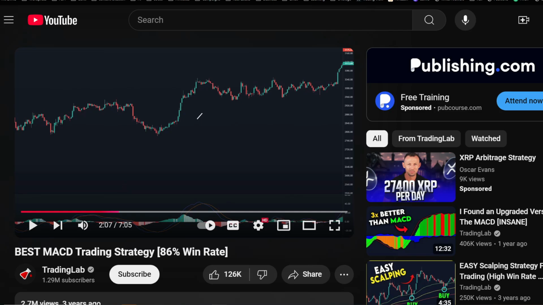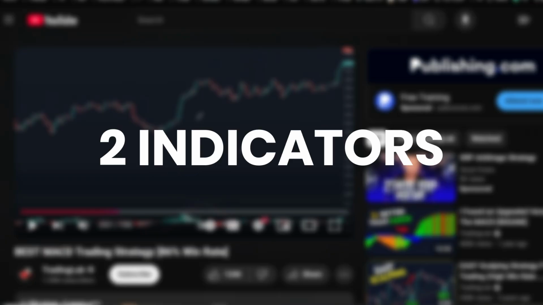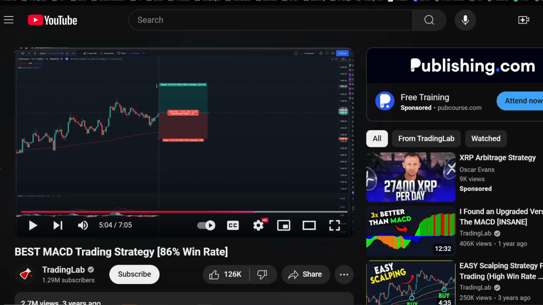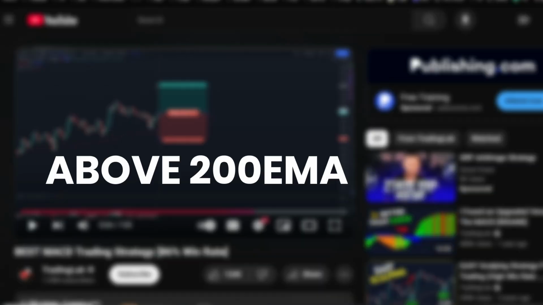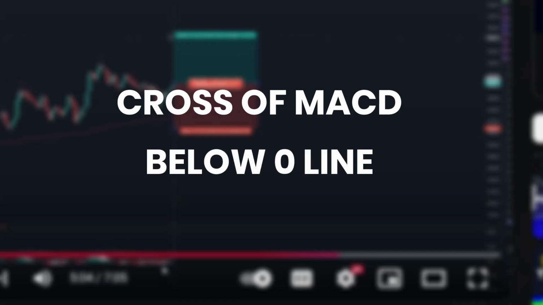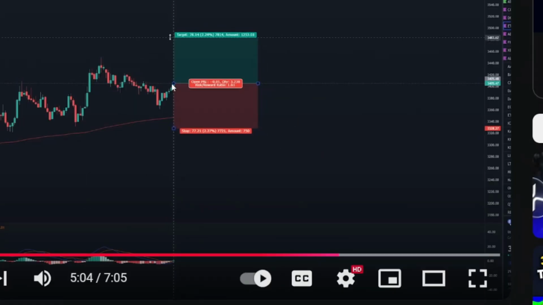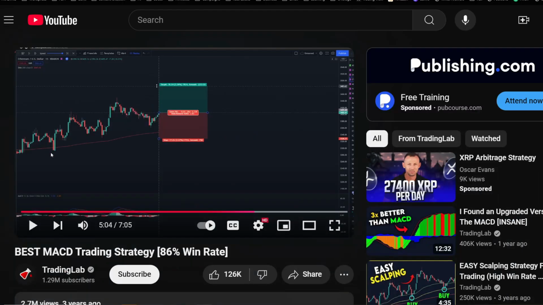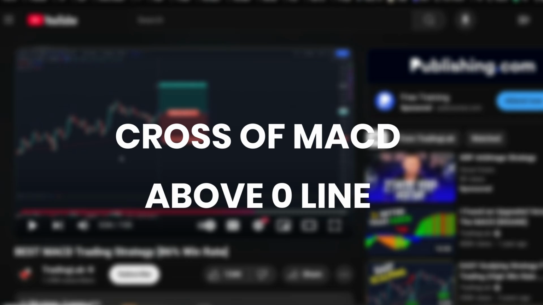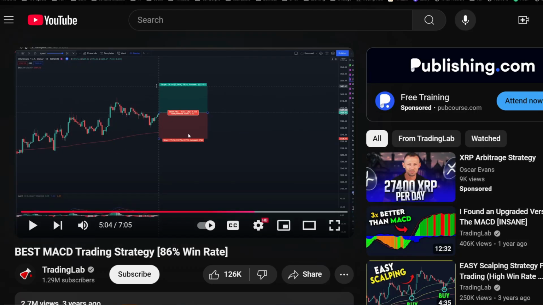Now let's go over how the strategy works. We're going to use two indicators: the MACD and the 200 EMA. To look for buys, we need price to be above the 200 EMA. He has this red line here as his 200 EMA. And then we need a cross of the MACD below the zero line to be clear for a buy. Then for sells, you need price to be below the 200 EMA, and a cross of the MACD line above the zero line, and then you're clear for sells.